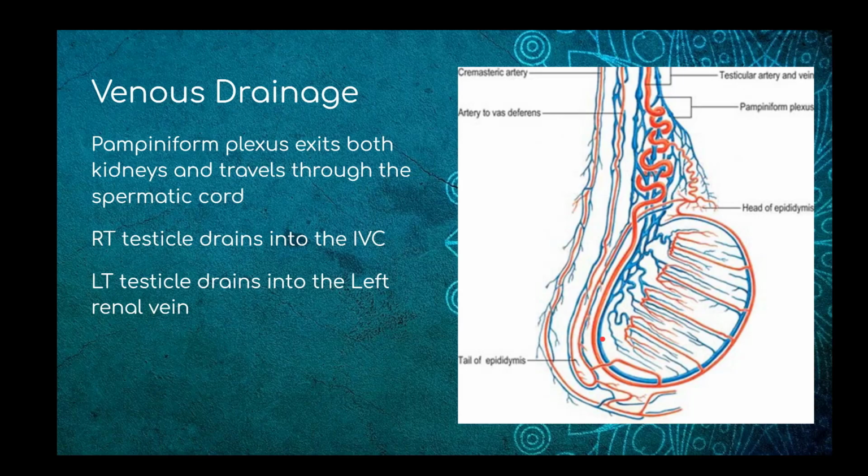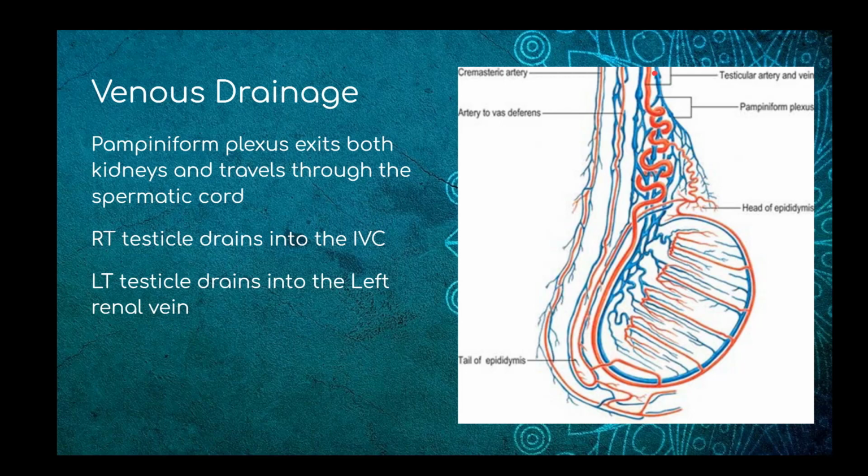Venous drainage then is made from a network of veins that come out of the testicle. So a bunch of tiny little veins are going to come out, and they're going to converge together into the pampiniform plexus. And the pampiniform plexus, you can see here, is almost a net-looking network of veins that are exiting the testicle through the spermatic cord.